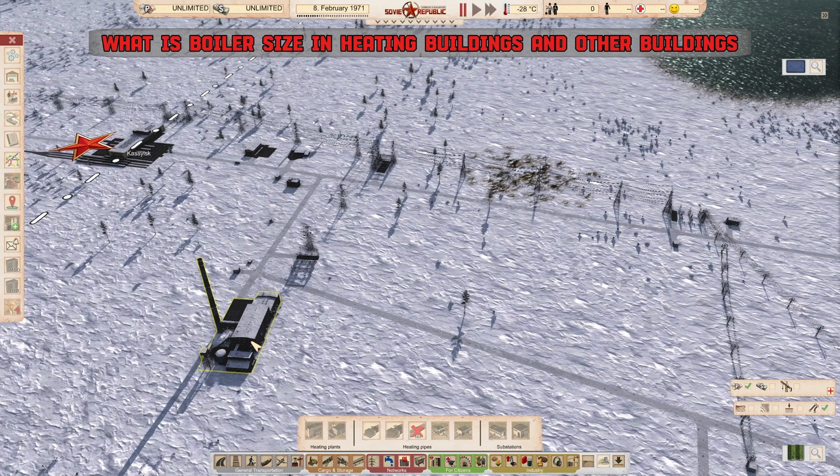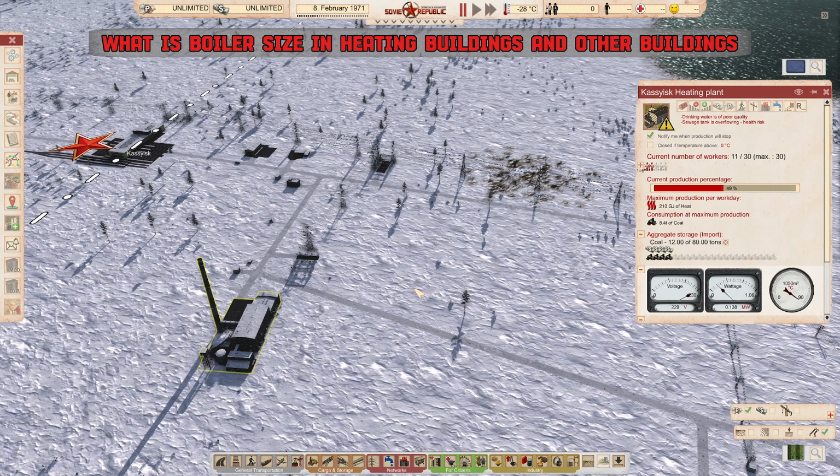Now, let's discuss how you read boiler size in heating plants, heat exchangers, and heat pumps. The heating plant has a boiler size of 1050 cubic meters. This means that the heating plant alone can cover buildings that have in total 1050 cubic meters usage. Now, how do you figure this number?